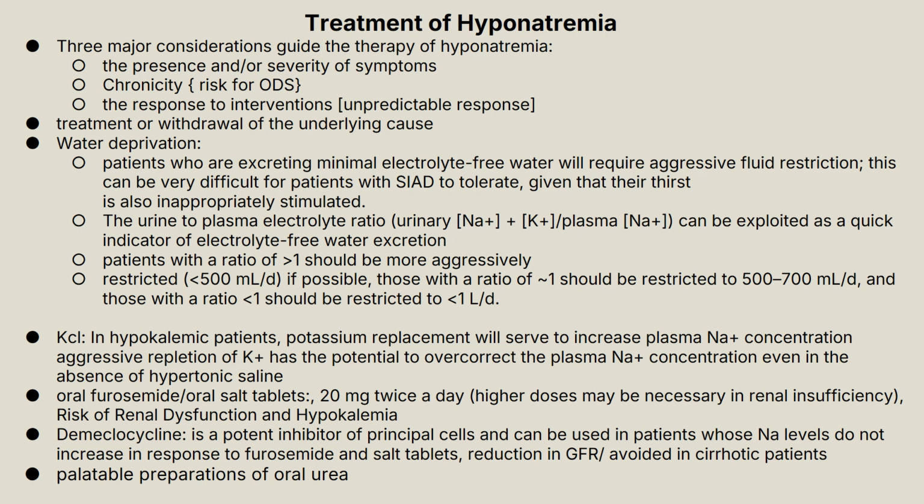Potassium chloride: in hypokalemic patients, potassium replacement will serve to increase plasma sodium concentration, as we have seen earlier in the pathophysiology, that in the principal cells potassium is exchanged for sodium. Aggressive repletion of potassium has the potential to overcorrect the plasma sodium concentration even in the absence of hypertonic saline. Oral furosemide, oral salt tablets, 20 milligrams twice a day. Higher doses may be necessary in renal insufficiency, with risk of renal dysfunction and hypokalemia.